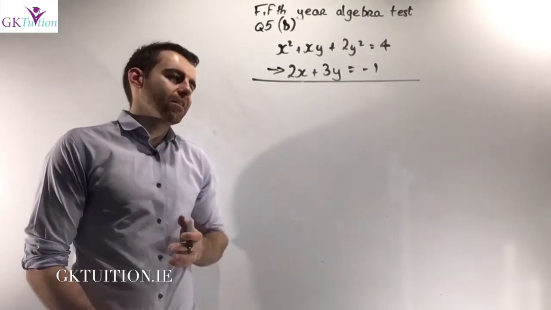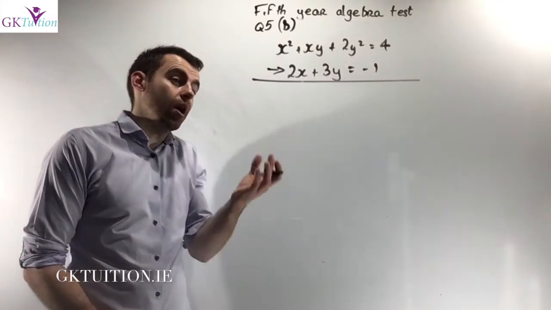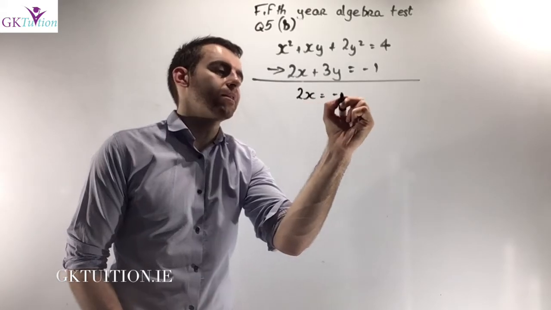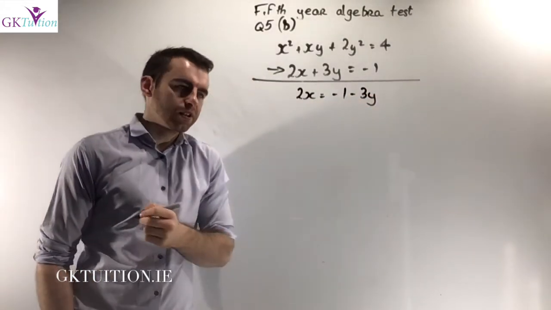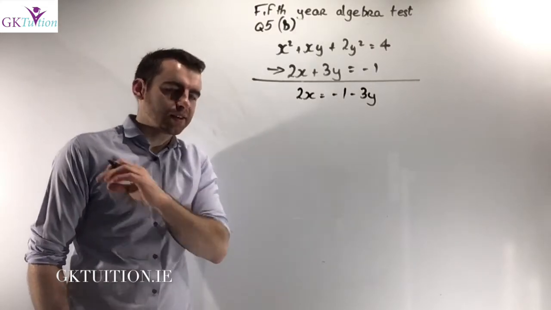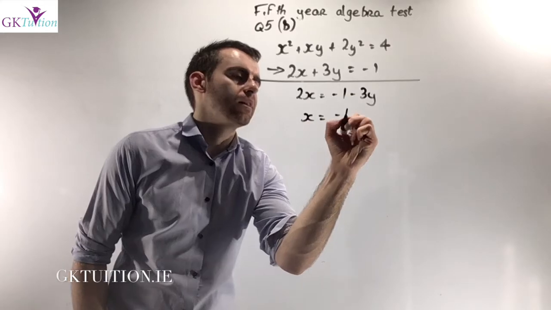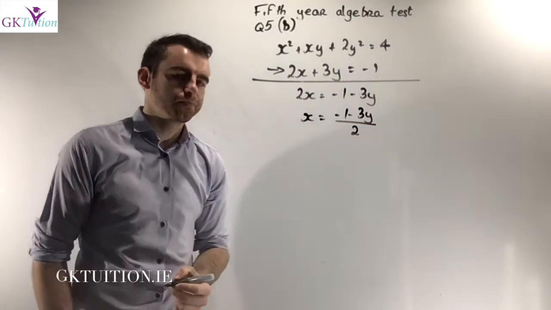So if I wanted to get x on its own from this equation, the first thing I would do is subtract 3y from both sides. And I would end up saying that 2x is equal to minus 1 minus 3y. If I wanted to continue and actually isolate my x, I would divide both sides by 2 and end up with x is equal to (minus 1 minus 3y) divided by 2.